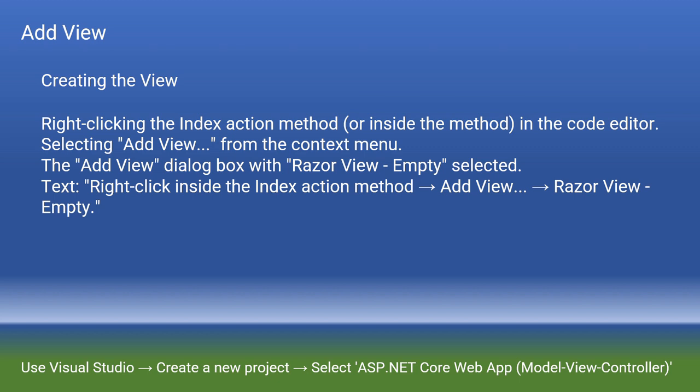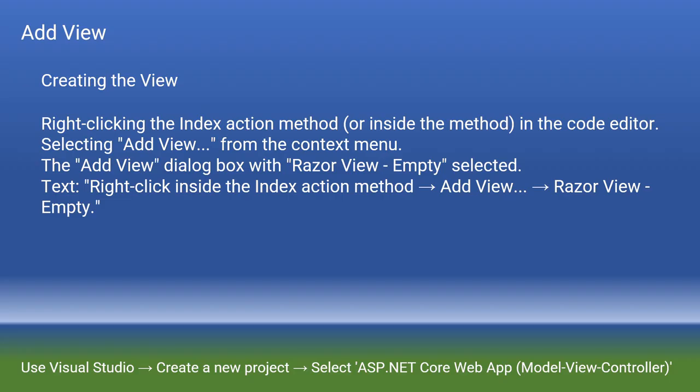We have our controller and action method, but we still need a view to display something to the user. Let us create a view for our Index action. In Visual Studio, right-click inside the Index action method or on the Index action method name and select Add View. A dialog box will appear. Choose the Razor View empty template. This will create a basic Razor view without any predefined content.